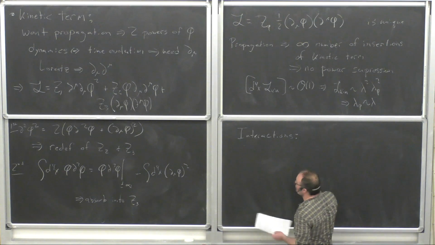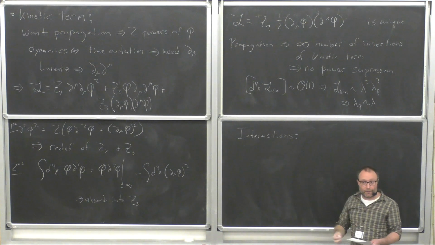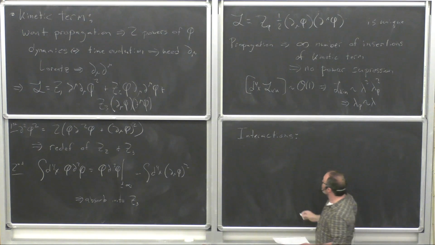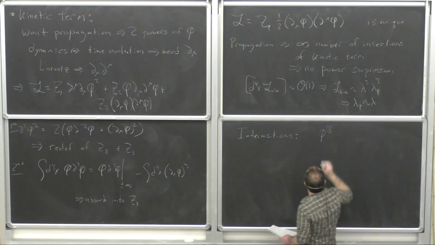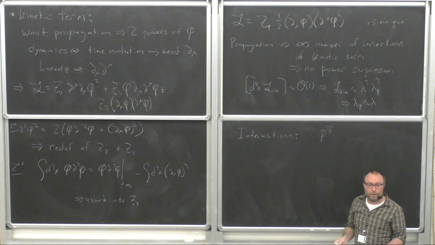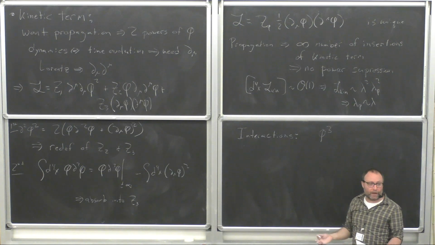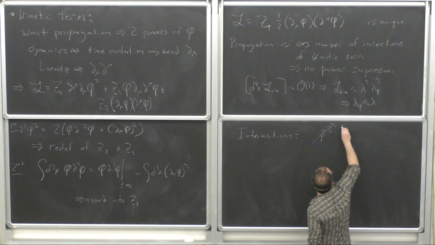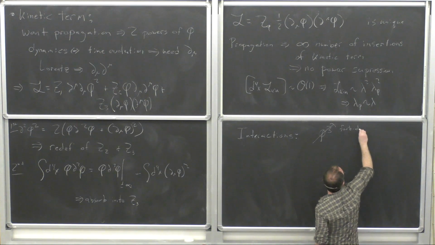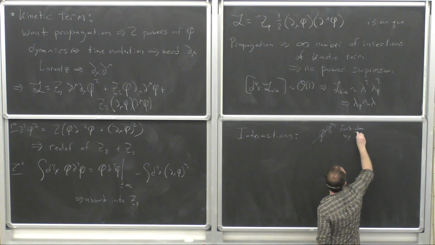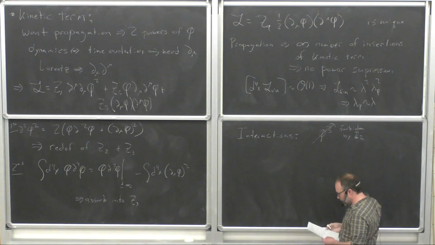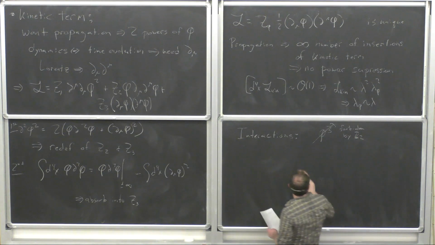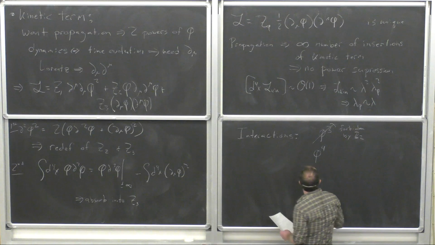So the first thing you would write is operators with more fields, right? So what about phi cubed? Can we have that in our theory? No. By what assumption? The symmetry, right? This is forbidden by the Z2. And then that takes us to phi to the fourth, okay?